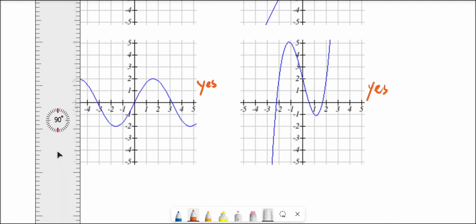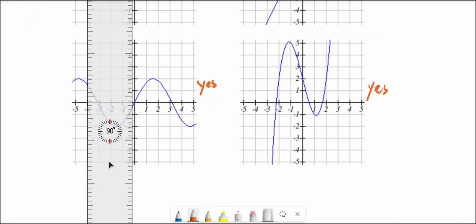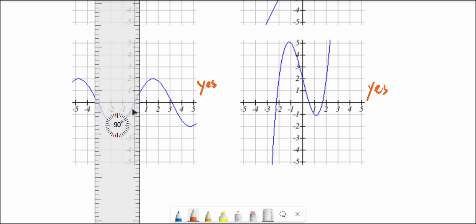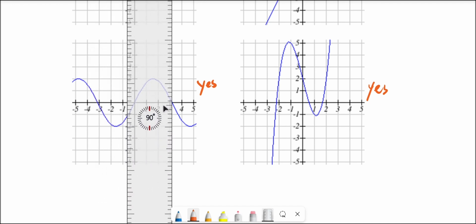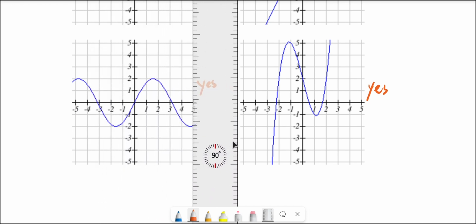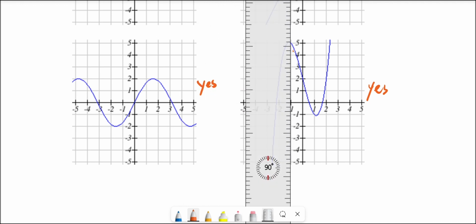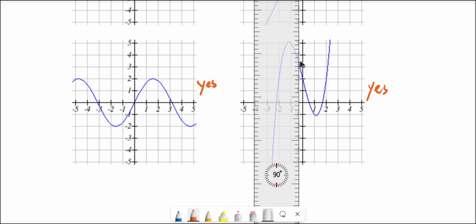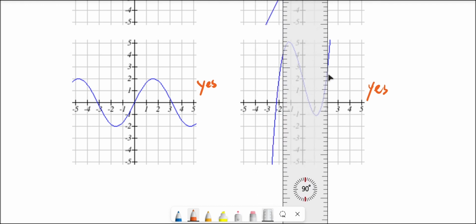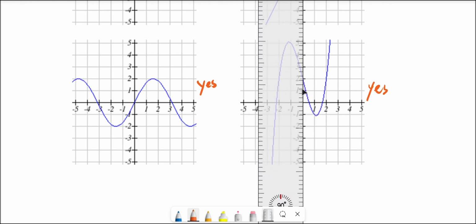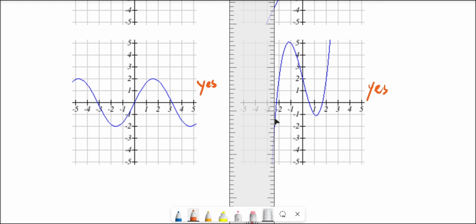Here we have some more functions. This sinusoid still only hits the side of my ruler here in one place at a given time, and so it is a function. The same thing with this cubic function here, where it seems to go up and down, but at any given time, the vertical line only hits it once. So there's only one output for every input of x.